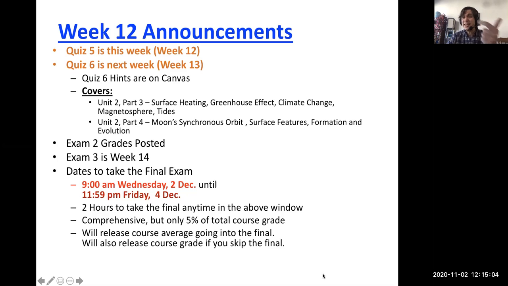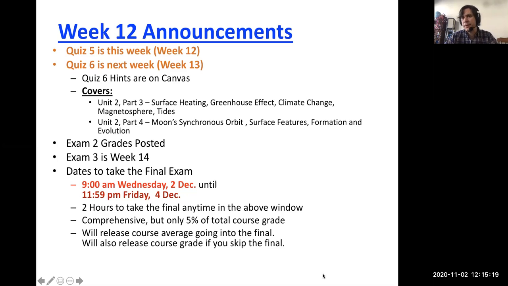So that gives you Wednesday, Thursday, and Friday. Pick the day that works best for your schedule. Take the final exam there. Once you start it, you'll have 2 hours to complete the exam. So anytime within those 3 days, clear out 2 hours in your schedule to take the final exam.